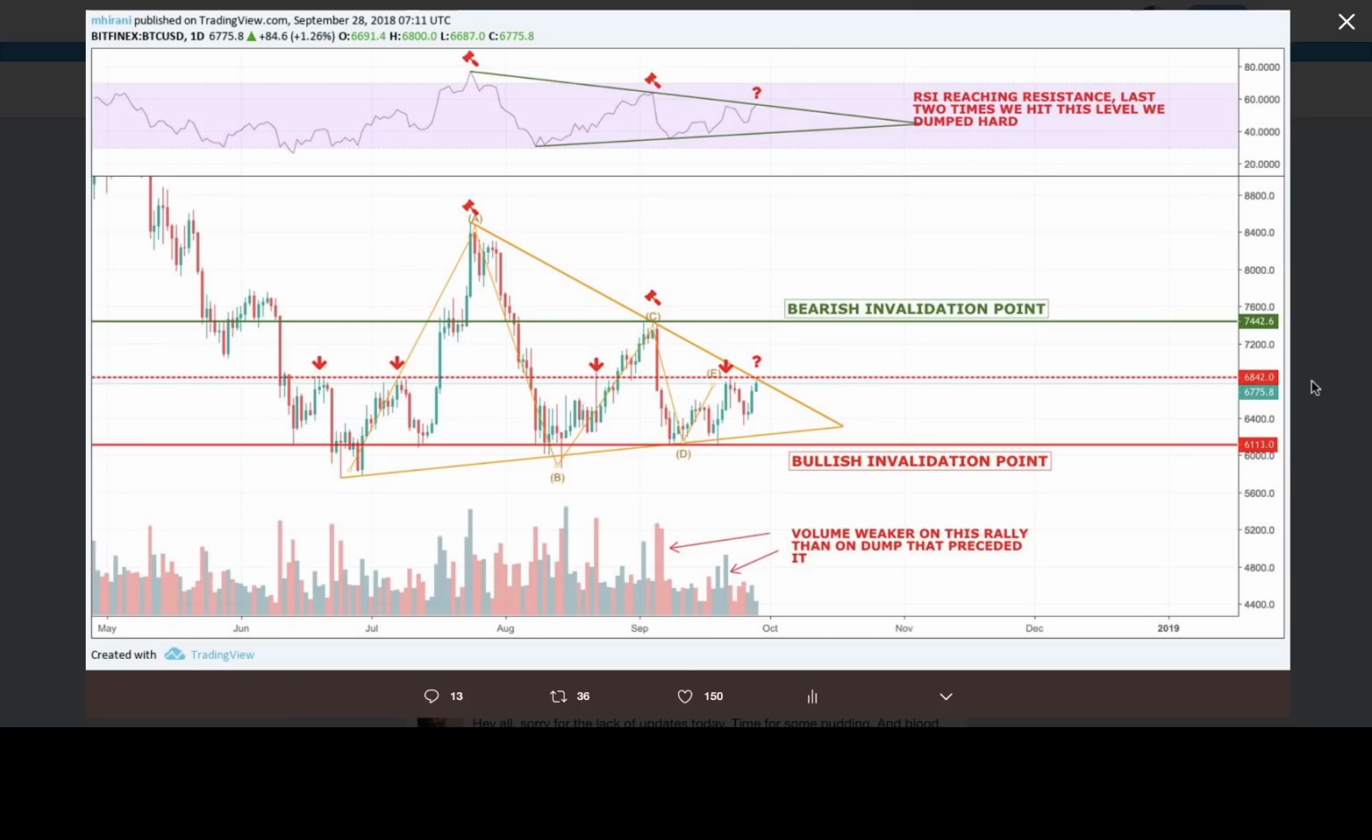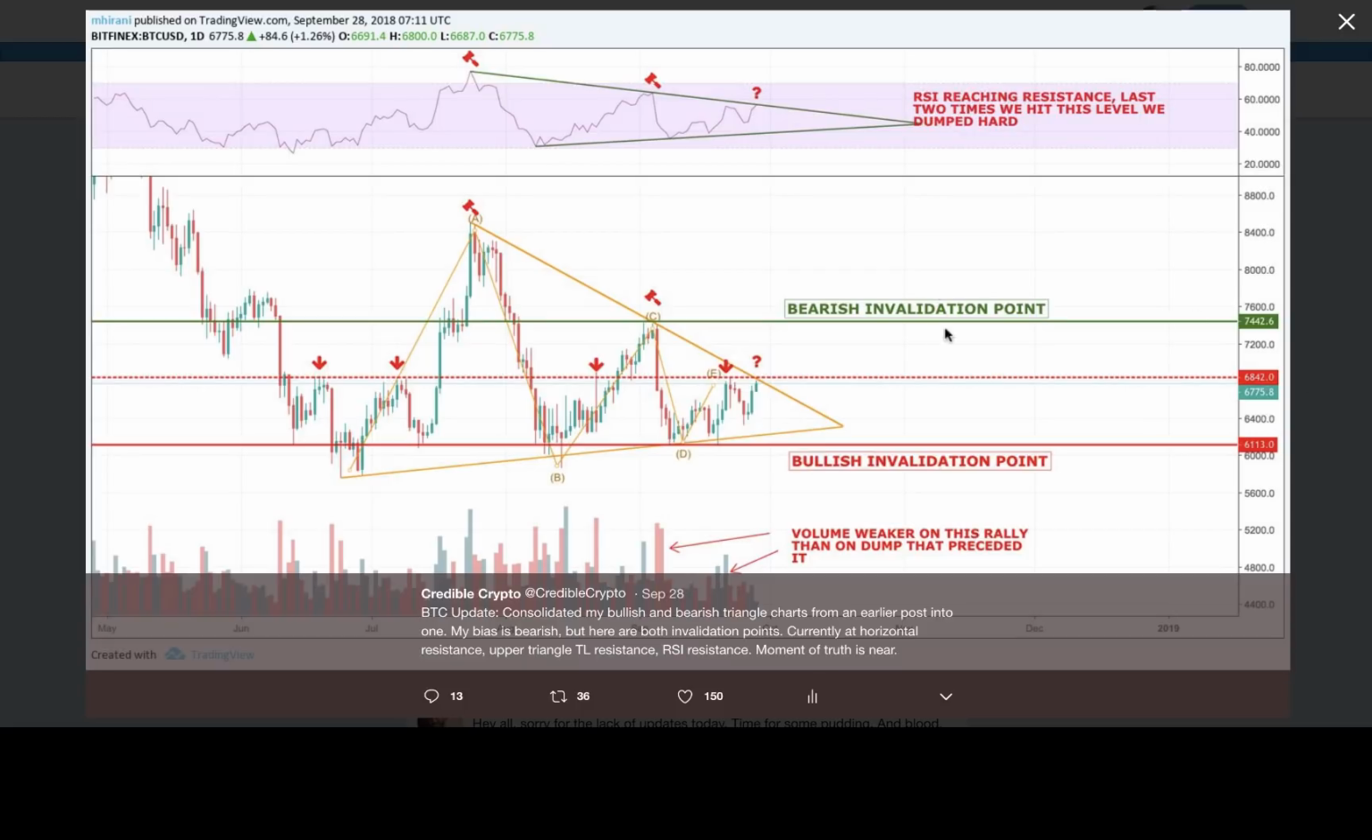Alright guys, so this is another chart that I posted on Twitter, and in this case, I just brought those bearish and bullish invalidation points and threw them all in one chart to make it easier to see exactly what we're looking at. So this chart shows both the bearish invalidation points and the bullish invalidation points.